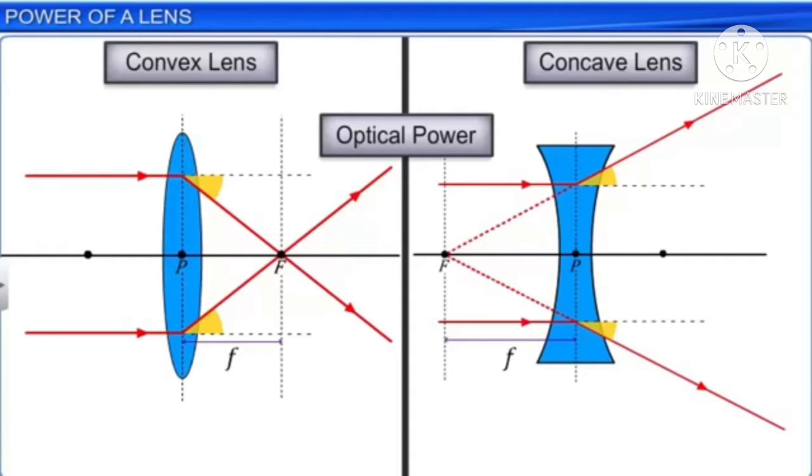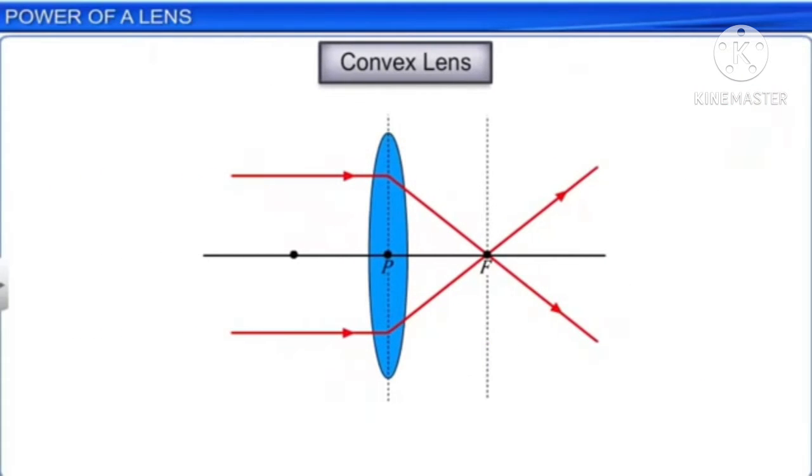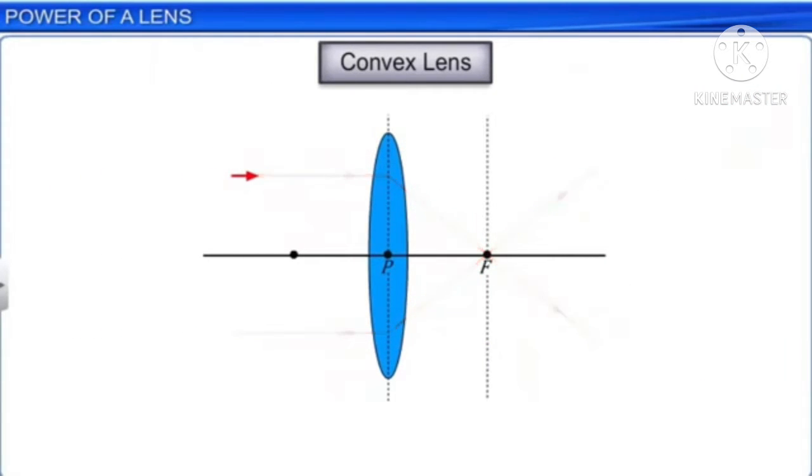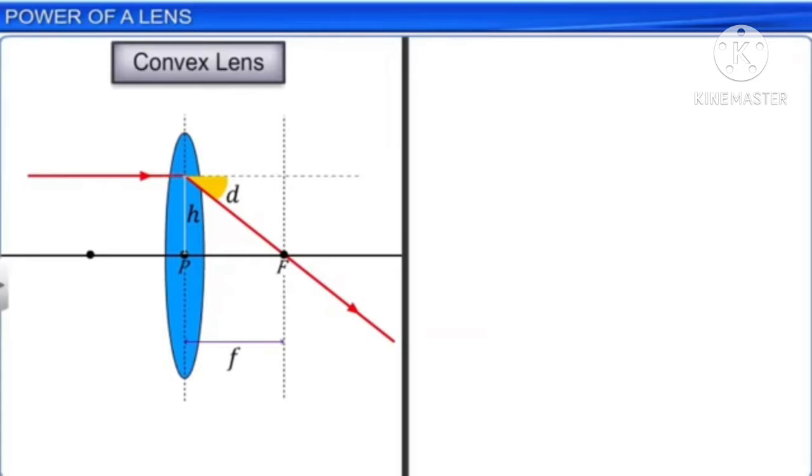You know that a light ray, when incident parallel to the principal axis, after refraction by a convex lens, passes through its principal focus. If the ray is incident at a height h from the pole, and the deviation of the light ray, or the angle through which the light ray converges, is d, then tan d is equal to h by f. If h is equal to 1 unit, tan d is equal to 1 by f.